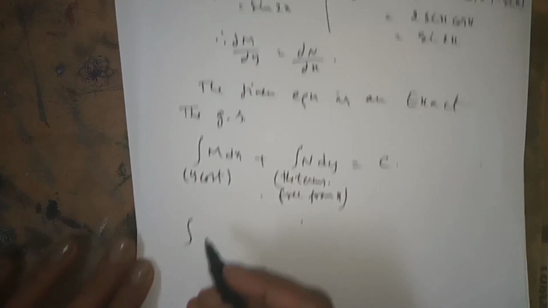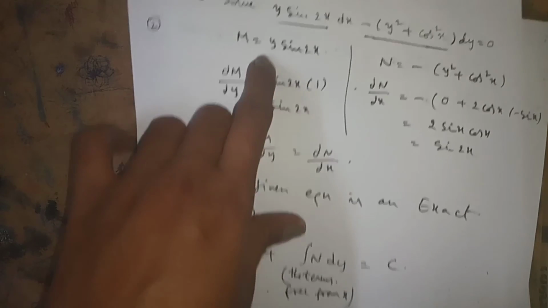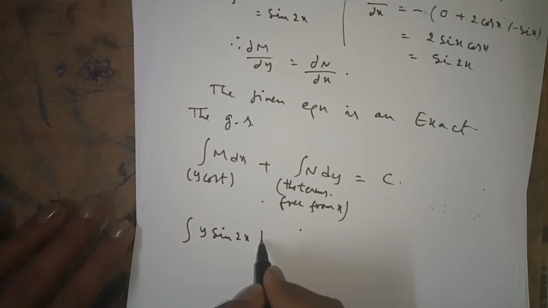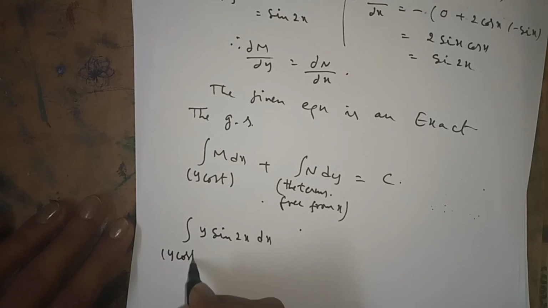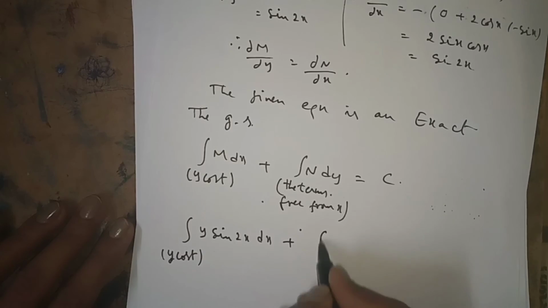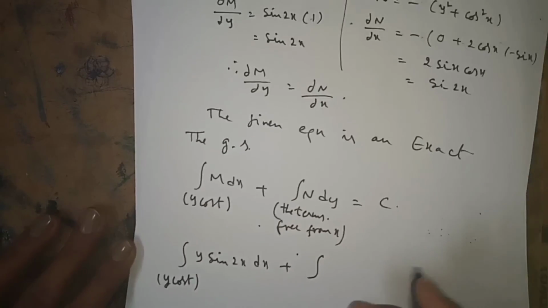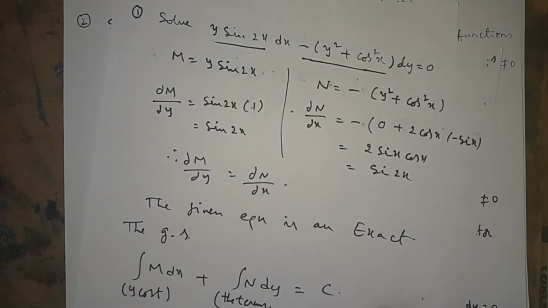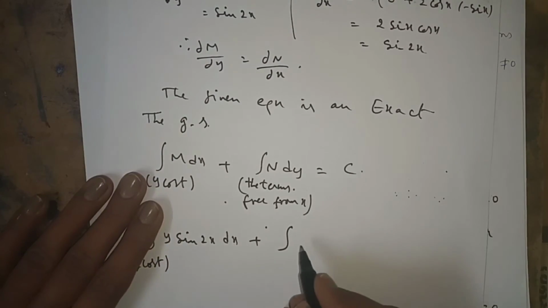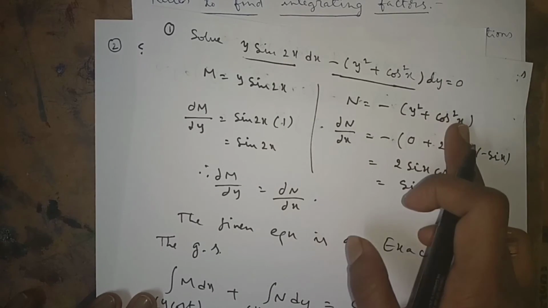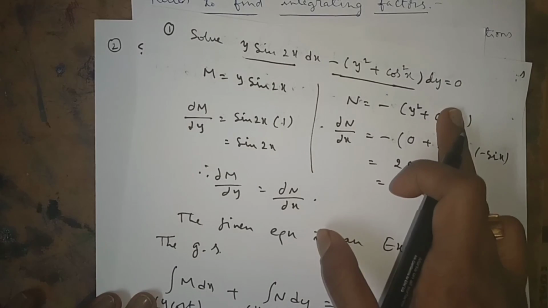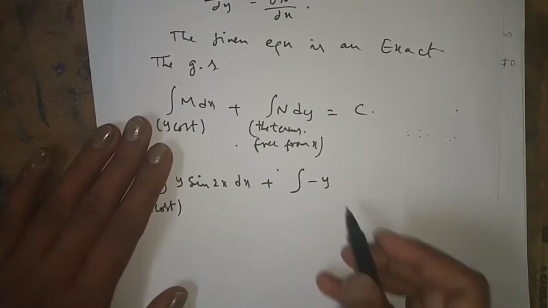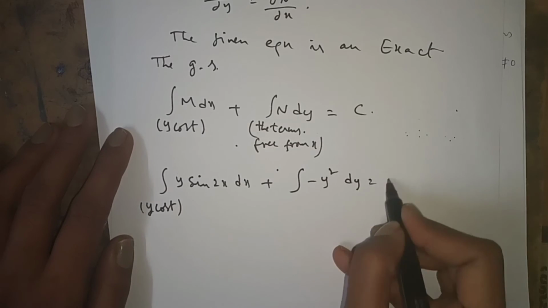Integral M, how much is our M? M is this one, y sin 2x. Integral y sin 2x dx, treating y as a constant, plus integral N. How much is N? Our N is this one. The terms free from x, without x, whatever the terms are there, that only we should write. Now minus y square minus cos square x. Here x term is there, we will ignore this one. Only y term we will write, minus y square dy is equal to C.